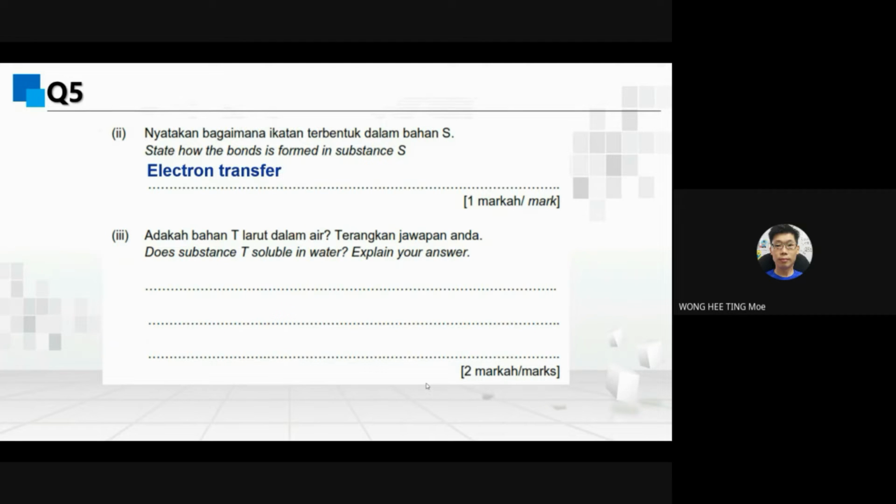Same meaning. Okay, does substance T dissolve in water? Yes or no? No. Okay, why? Explain your answer.